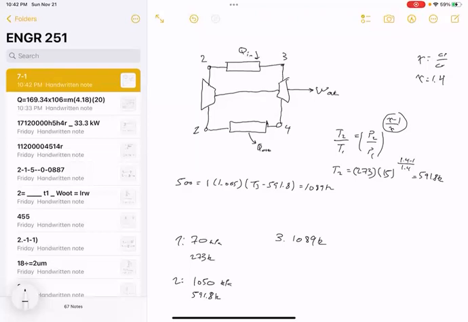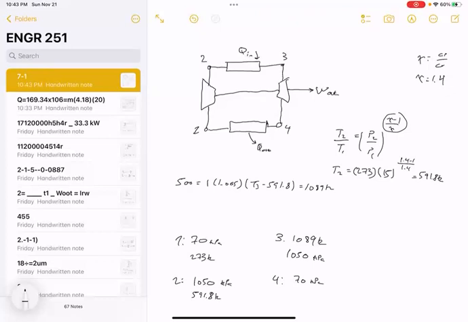Do we know the pressure at 3? Well, remember, the process from state 2 to 3 is isobaric, and we know the pressure at 2. So that means we also know the pressure at 3 is the same as the pressure at 2, or 1050 kilopascals. Okay, so we've defined state 1, state 2, state 3. This is good. But now we still have to define state 4. So in most cases, you can assume that when you expand through the turbine, you're going to expand all the way back to the ambient pressure. So that means that state 4 is going to be at a pressure of 70 kilopascals again.